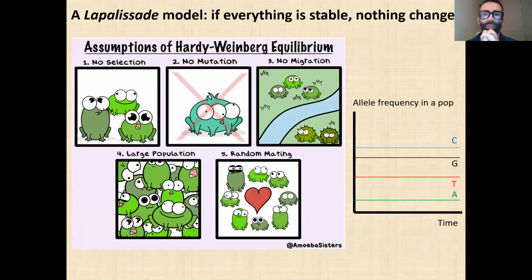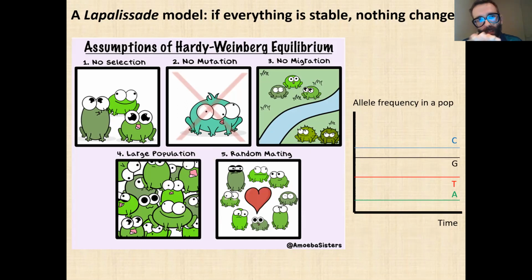So you might remember this from your population genetics classes. This is what we call in French a la palissade, which means basically that if everything stays the same, nothing changes. And what does that mean? That simply means that if all these criteria that you have here are respected, then the allele frequencies in the population stay the same, okay? So no selection, no mutation, no migration, large enough populations, and random mating. Of course, this never happens, but that's precisely what we're testing.